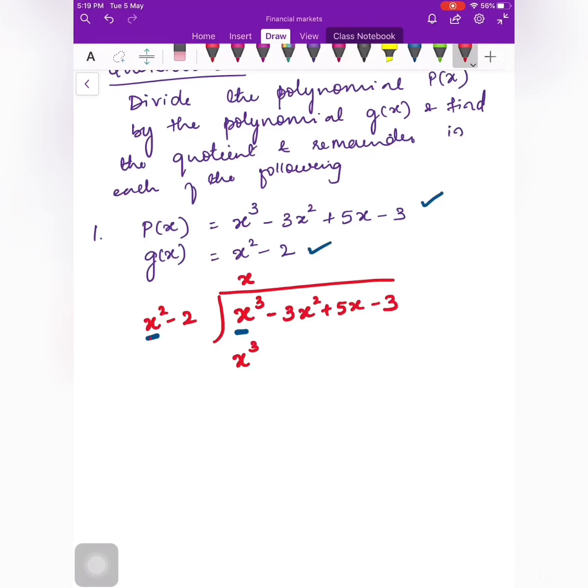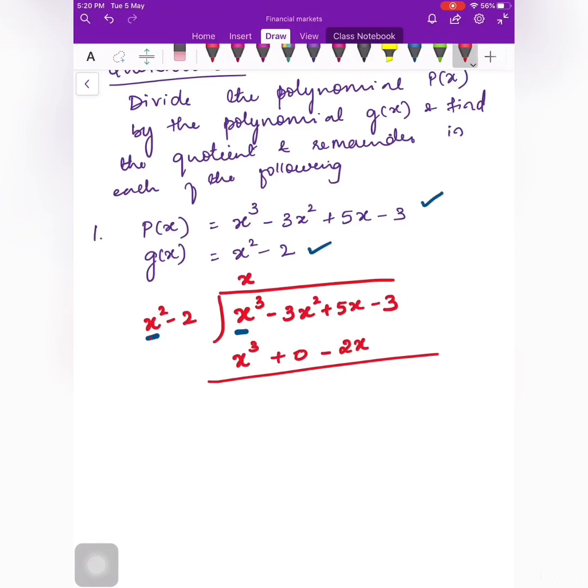And the next term in the divisor is minus 2. So again, minus 2 into x is minus 2x. When I multiply minus 2 into x, I don't get an x square term, so this term will be 0. There will be nothing. Hence minus 2x I am going to place beneath the like term, which is the 5x term, since they are like terms.